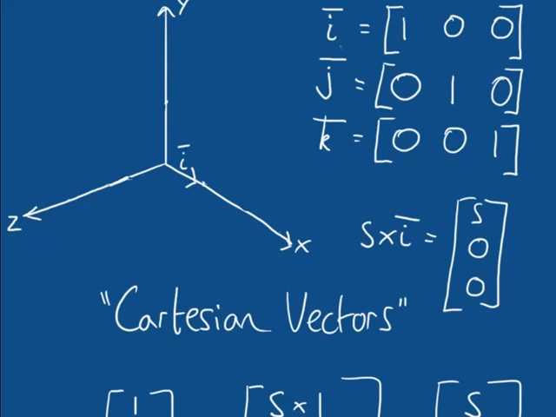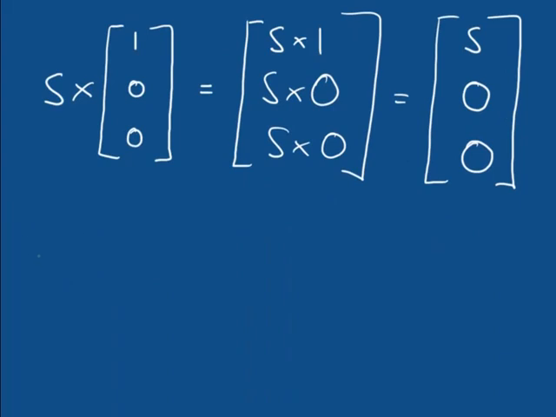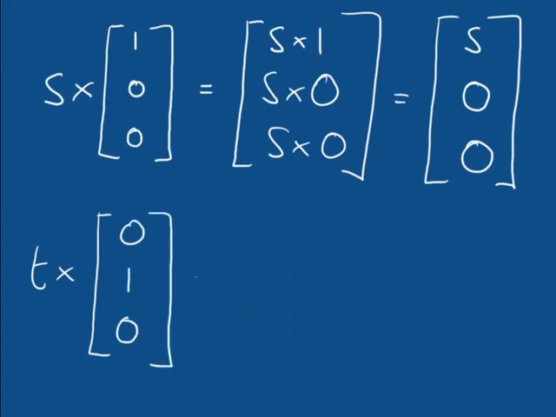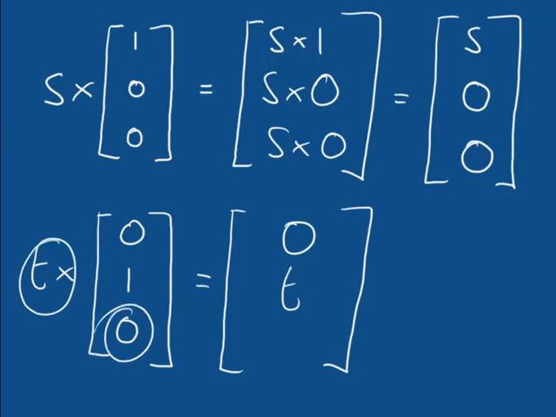If we repeated this process for j and for k, if I had some other scalar, so instead of s, let's say I used t, and I multiplied t by our j vector, which we know is 0, 1, 0, I'm going to skip the middle stage here because it's quite obvious. We're going to get t times 0, which we know is 0. We're going to get t times 1, which we know is a value of t. And we're going to get t times 0, which is a value of 0.